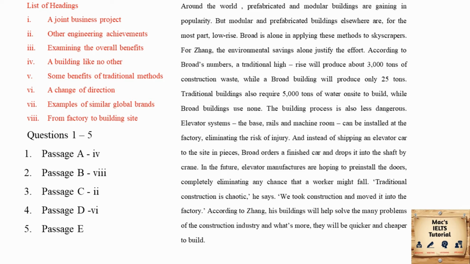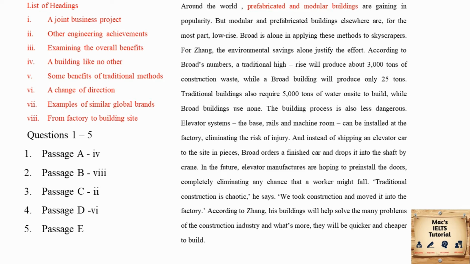Again, for this paragraph also, we are actually stuck between two options. That is, whether it is examples of similar global brands or examining the overall benefits. The author has spoken about the different brands like prefabricated and modular buildings. But here he has just named them and has not given any examples of such constructions.